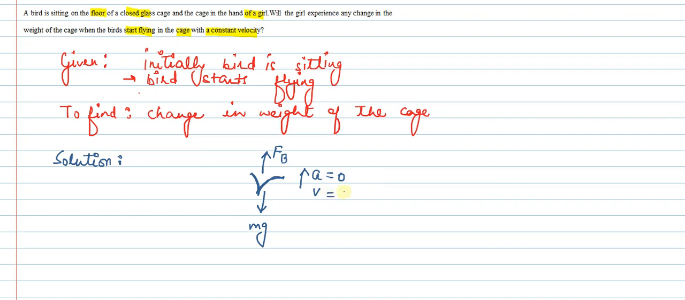V is constant, so there will be no acceleration, and by Newton's second law we can write Fb minus mg equal to m into a, so Fb will be equal to mg. Okay, and due to this, the weight which the girl will feel will be equal to mg only.